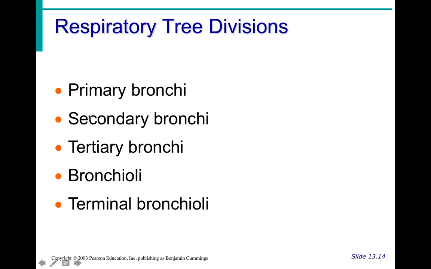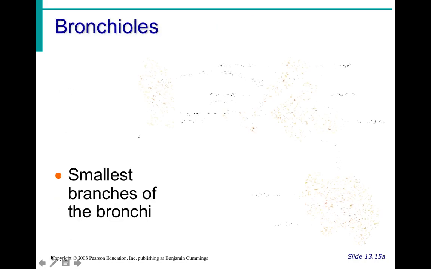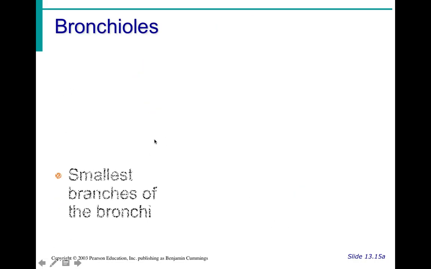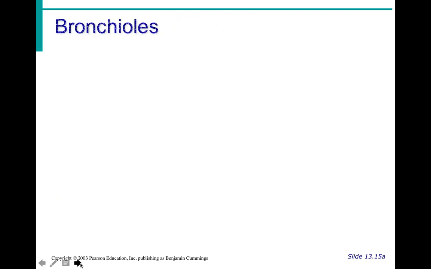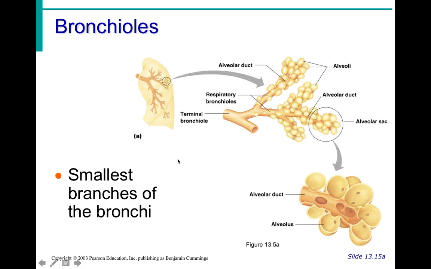So if you're looking at the bronchioles, you've got primary bronchi, secondary bronchi, tertiary bronchi, and terminal bronchioli. So primary bronchi are the first branching off of the trachea. Secondary bronchi are branching again. Tertiary are branching again. When you get to the terminal bronchioli, that is where it connects to your actual air sac.